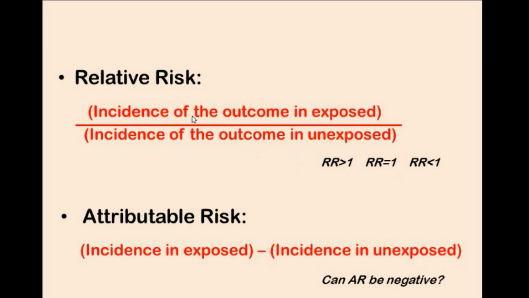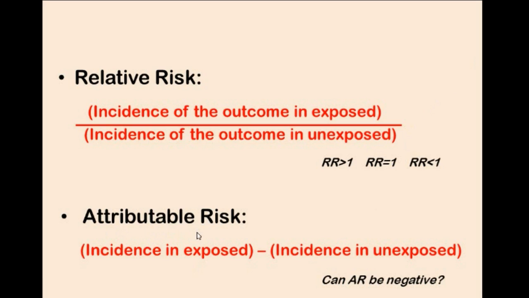For example, if we were to notice that amongst the people who smoke, their incidence was 10 in 100, and amongst the people who did not smoke, the incidence of lung cancer was 70 in 100, then we would have 0.1 divided by 0.7, which would give us a relative risk of 1 over 7, which is less than 1. That would mean that if you smoke, you are 7 times less likely to develop lung cancer.